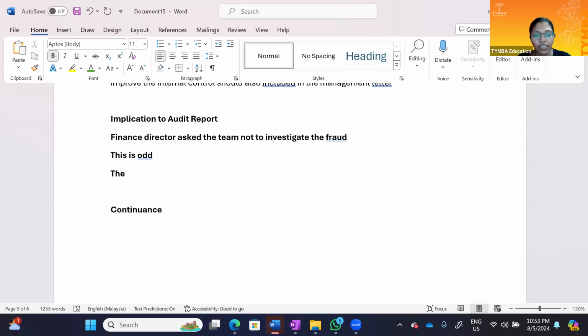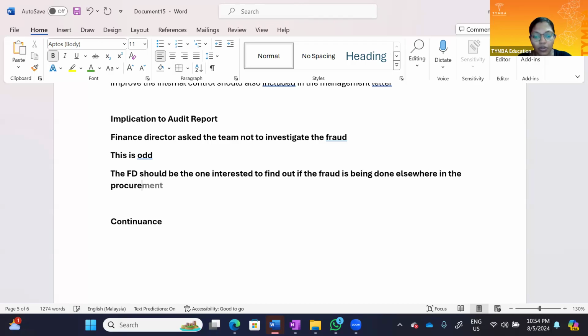Okay, so the finance director should be the one interested, because it is his office where these things are happening. Someone is fooling him and he chooses to ignore it, which doesn't make sense. So the FD should be the one who's interested to find out if the fraud is being done elsewhere in the procurement department.